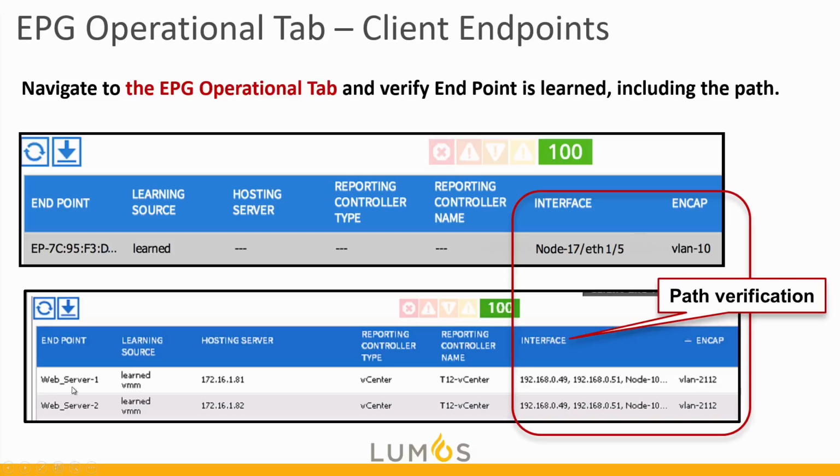We'll talk about these two different types of learning. If we're in a VMM domain, then it's important that both learned and VMM are there. Otherwise, we won't have traffic. And then how did we learn about it? Well, we learned about it through a particular vCenter, in this case, this particular vCenter name. It might be Microsoft System Center, might be OpenStack. And then in this case, what is the IP address of the node or the node port that we learned it on, and possibly the VLAN encapsulation.